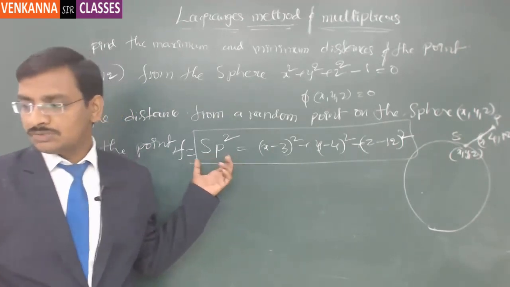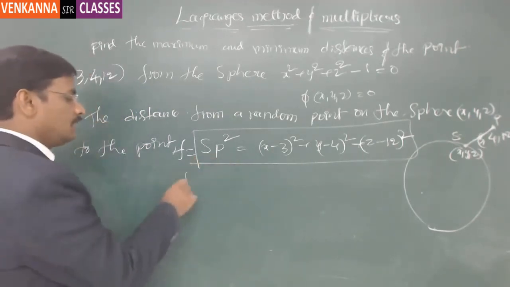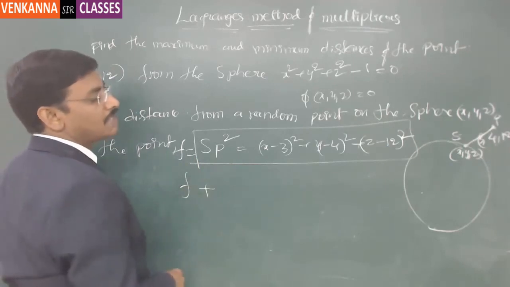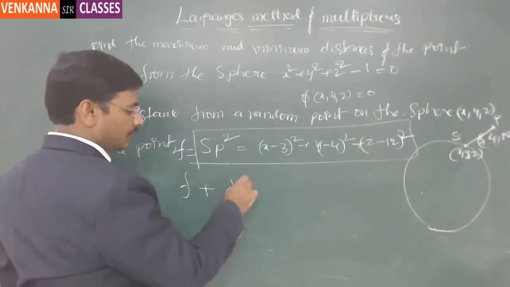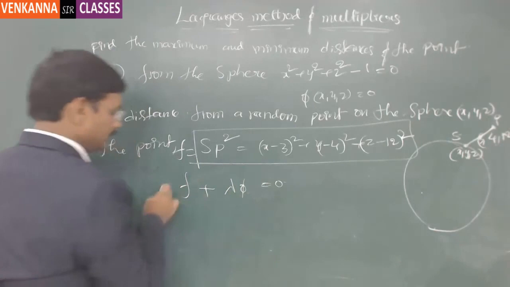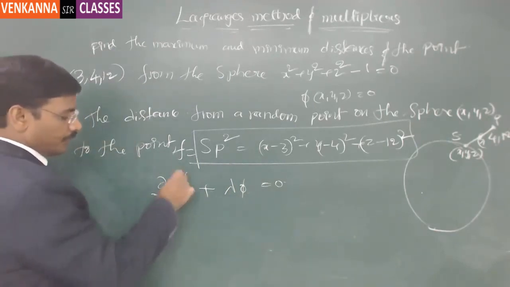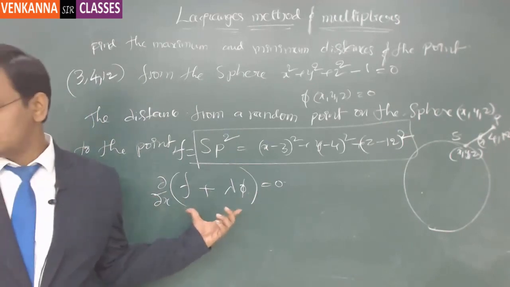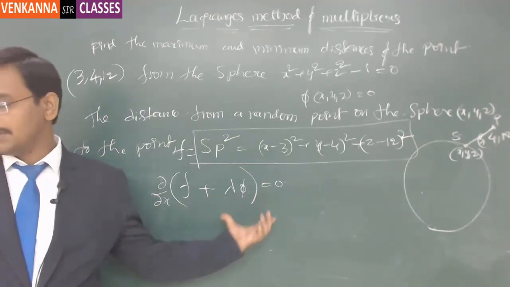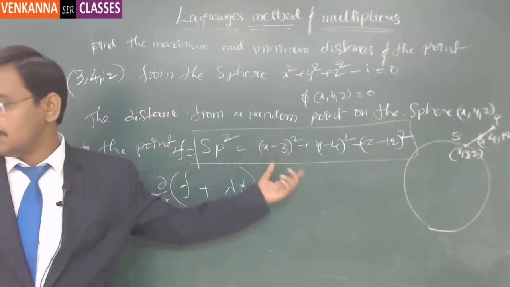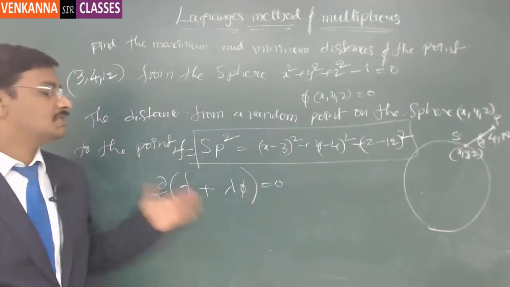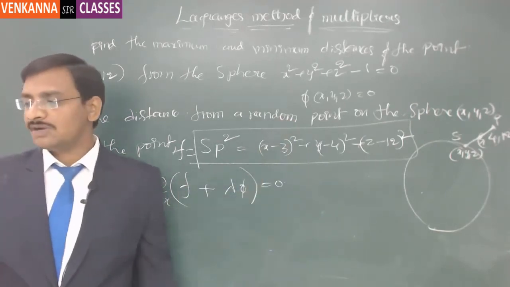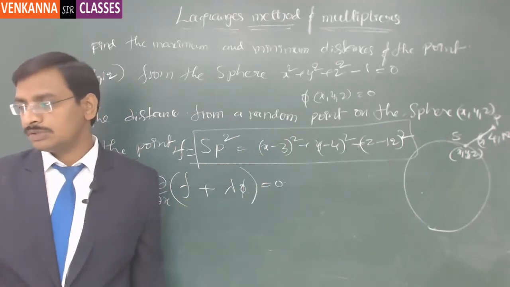Now this function f needs to be maximized or minimized subject to the condition, so take dou by dou x of this, similarly dou by dou y of this, dou by dou z of this, and all the three conditions along with the original condition, you have to simplify and solve. This is the homework for you. In case you are not able to solve, I am going to solve it for you in tomorrow's class. Fine.